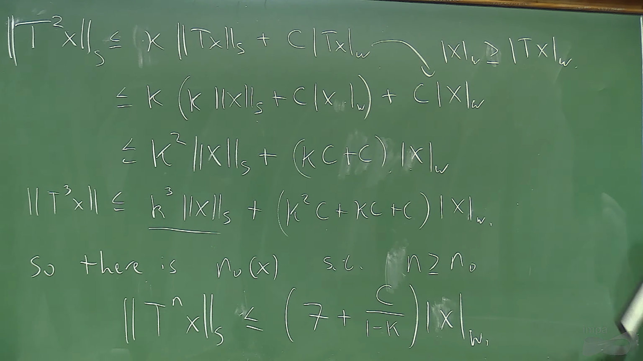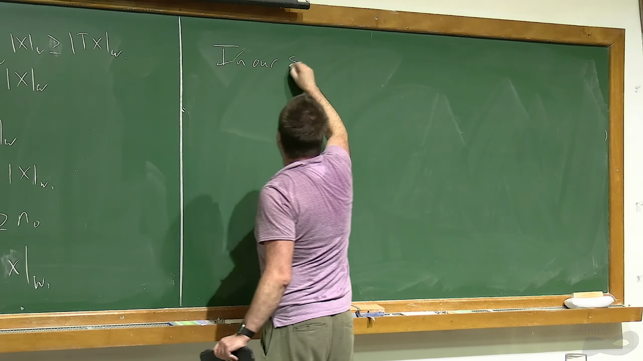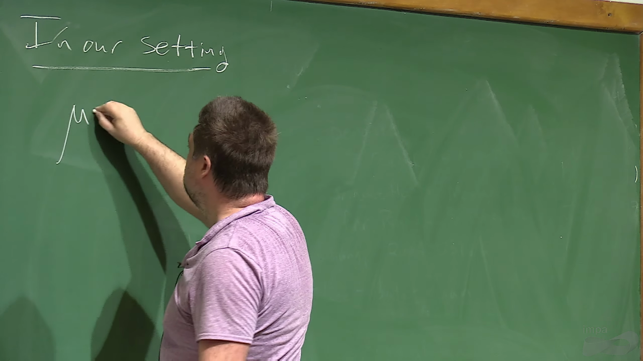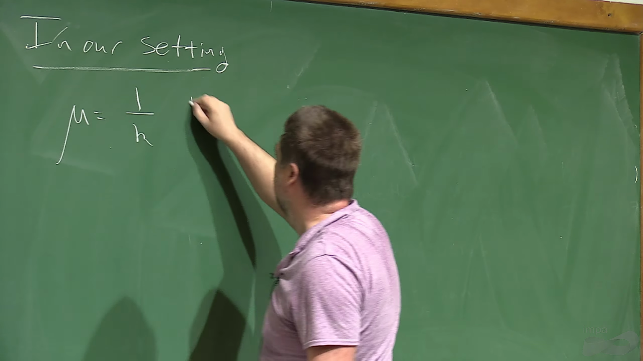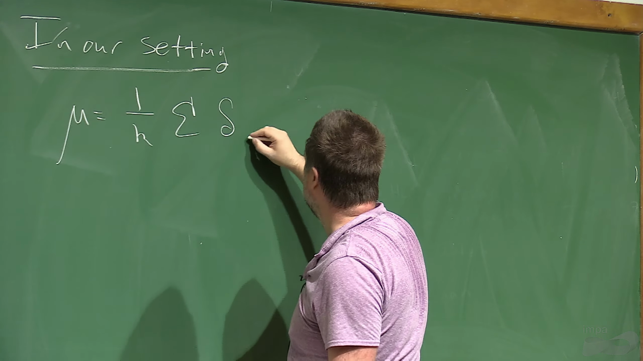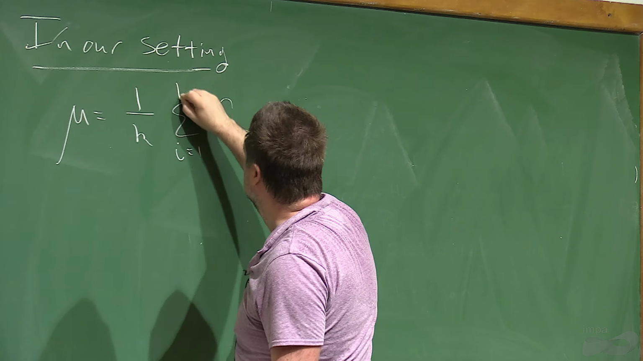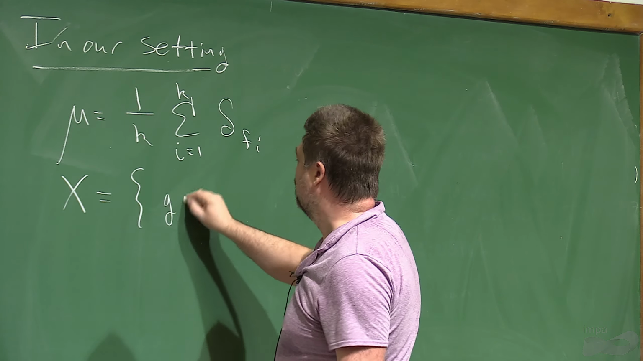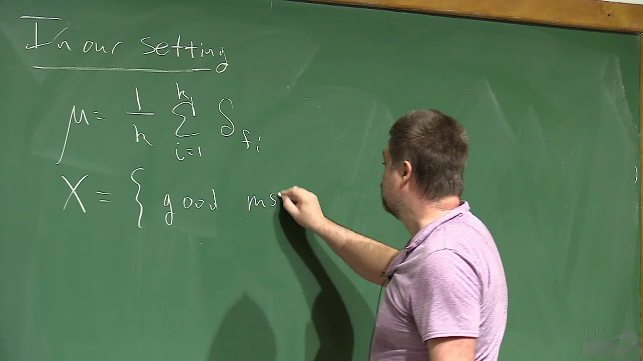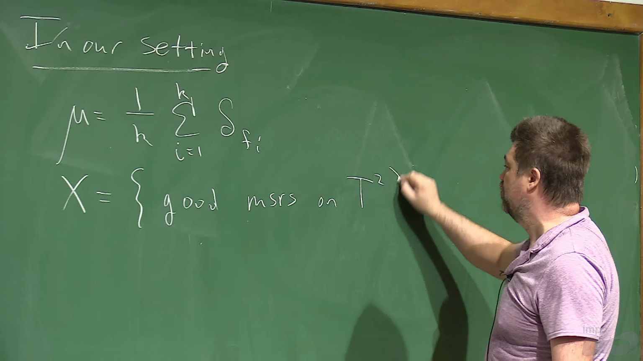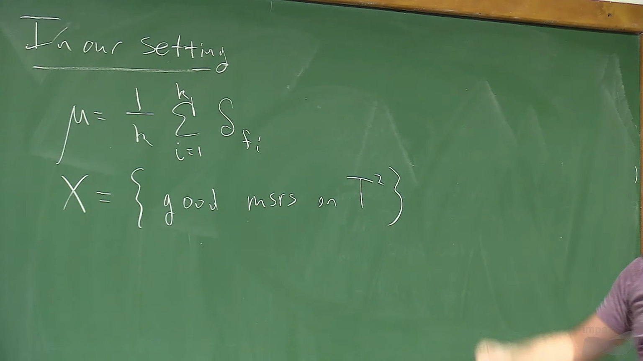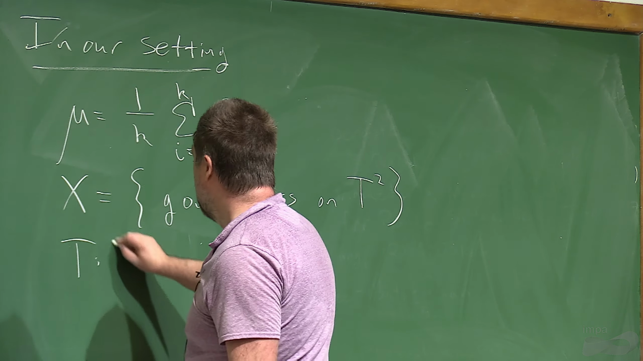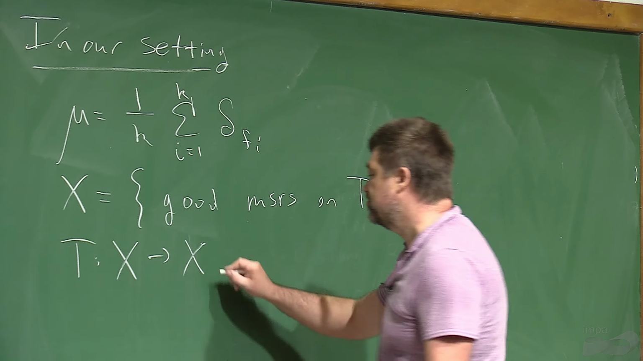Okay, so in our setting, let's take mu to be the evenly weighted driving measure. My Banach space is going to be some space of good measures on, let's say, T2 or on my surface. I'm not going to tell you what good is until Friday. And I'm going to have an operator on the space of good measures. And what is it? It's just convolution.